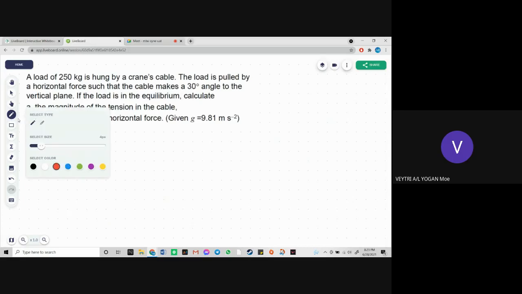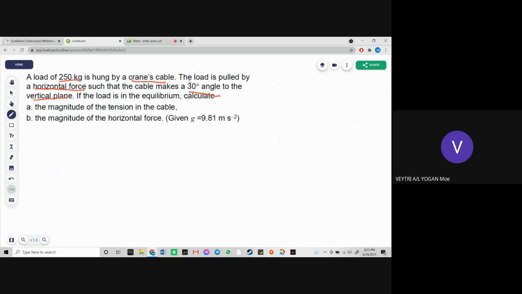Okay. This time, it's descriptive. Maksud dia tak beri gambar saja. So, what do you need to do? As usual, sketching. Okay. Let's have a look at the question first. A load of 250 kg is hung by a crane's cable. The load is pulled by a horizontal force such that the cable makes a 30-degree angle to the vertical plane.